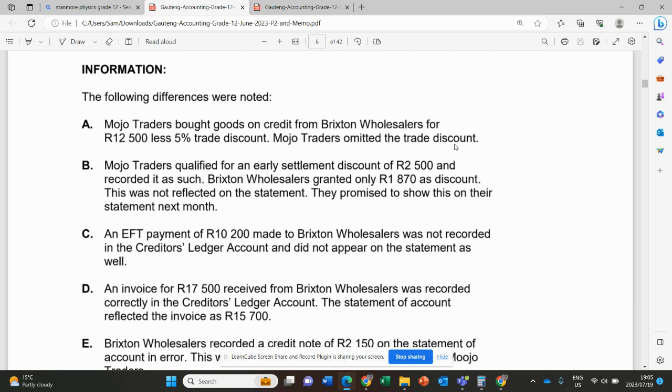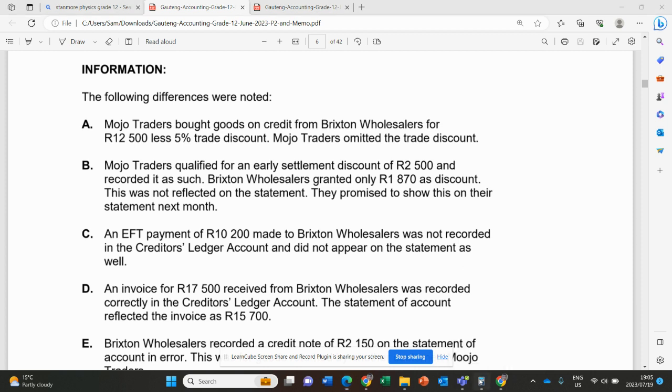We're talking about us buying the goods on credit from the creditor. So the discount will do what? It will reduce the account, a negative effect. Then now what is happening? The word omitted means not yet recorded at all. Not recorded at all. Understand? So now we, Mojo Traders, omitted the transaction.